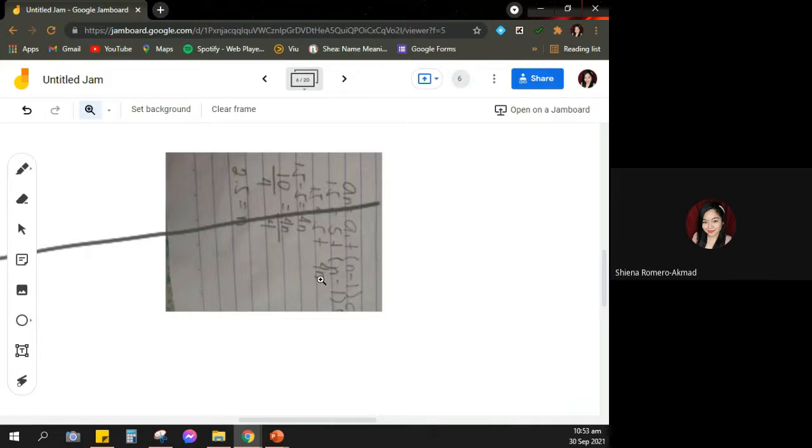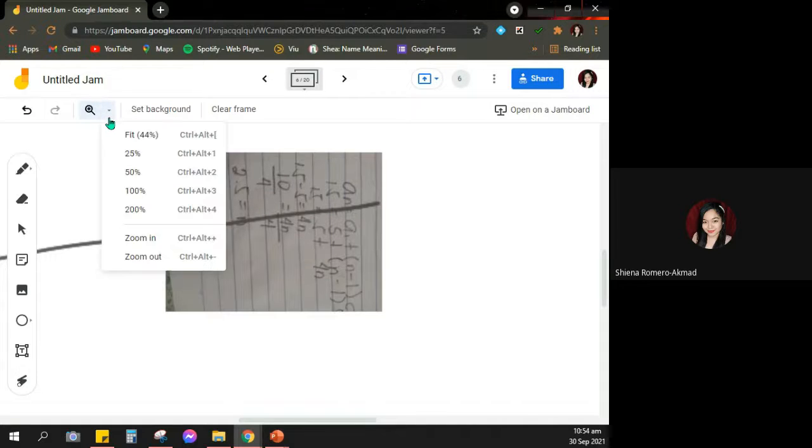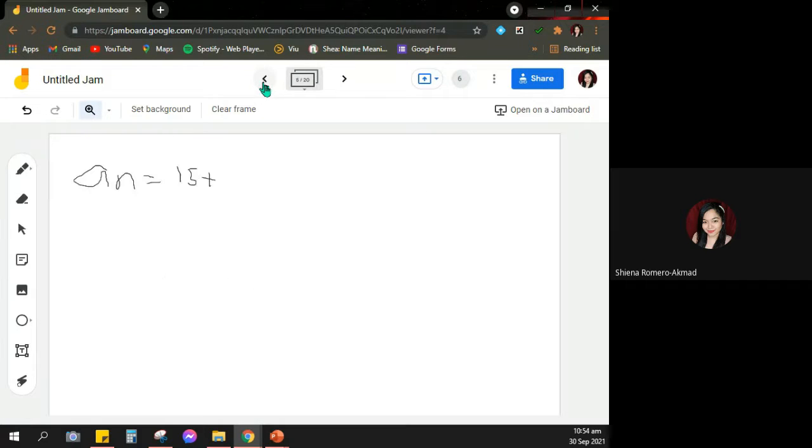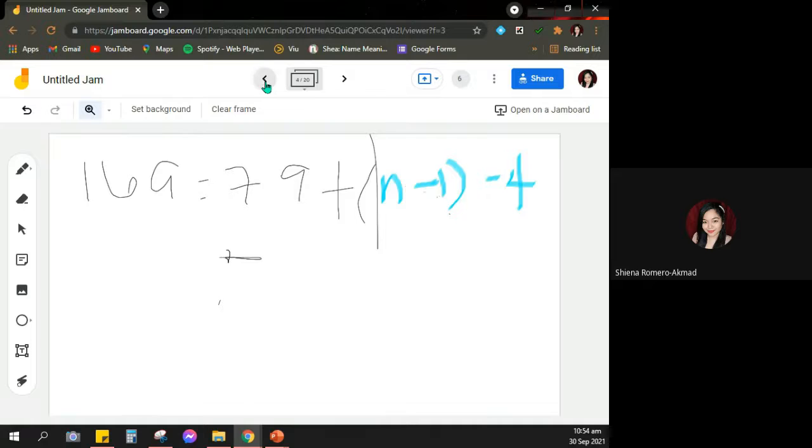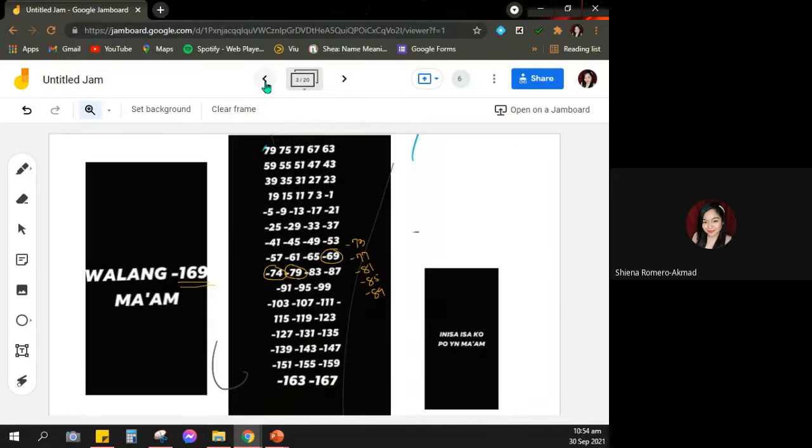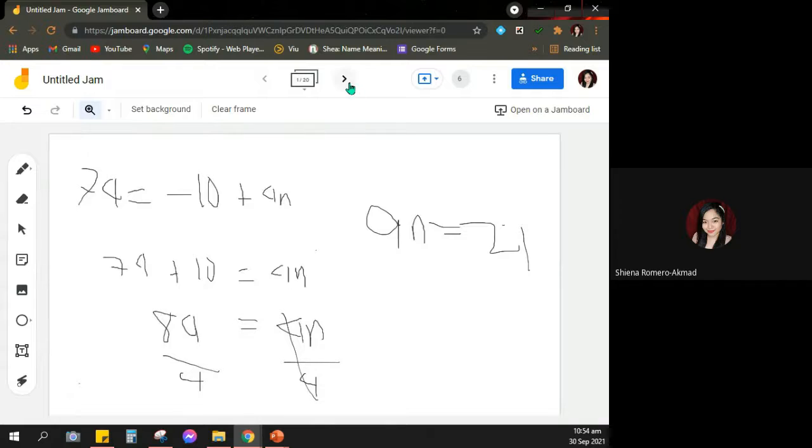Ito ang sagot niya. A sub n. Ang sinagot niya yung n. Again, we are looking for the nth term and we are not looking for the term number. Hindi yung n ang hinahanap natin. We are looking for the equation. Okay? Equation ang hinahanap natin. Ayan, tama to. Sige, please continue. Sino man yung nasa page 5. Tama yan. Huwag nyo lang gagalawin yung iba pang pages na nandito.